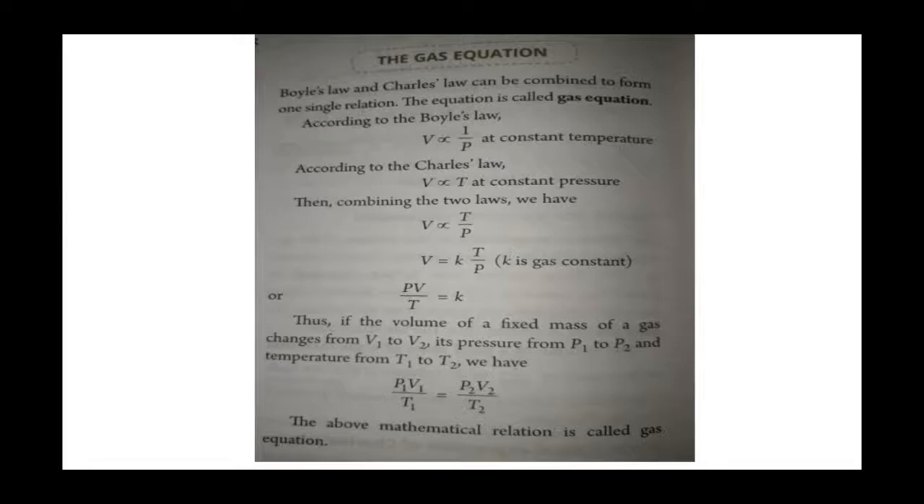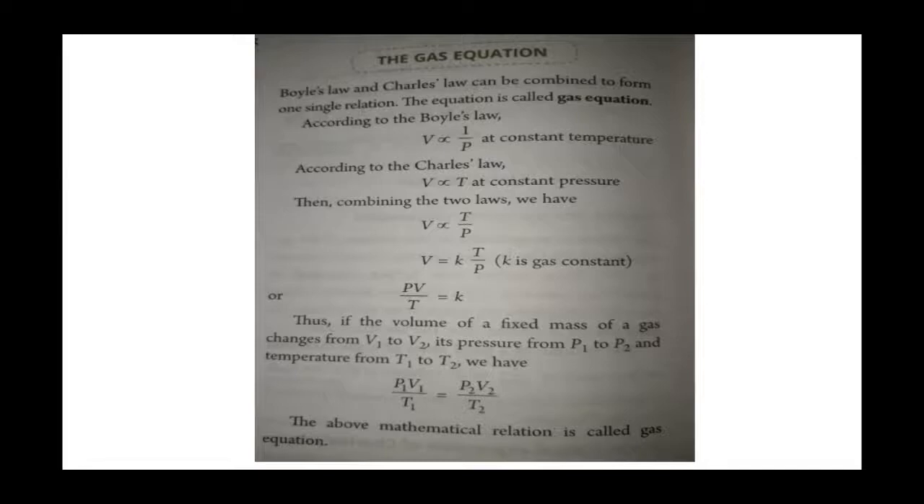When you combine both, what do you get? Because V is inversely proportional to P and V is directly proportional to T, when you combine both, you get V is directly proportional to T and inversely proportional to P. When you remove the proportionality sign, the proportionality constant comes in. So V is equal to K T by P, or you can write PV upon T is equal to K.